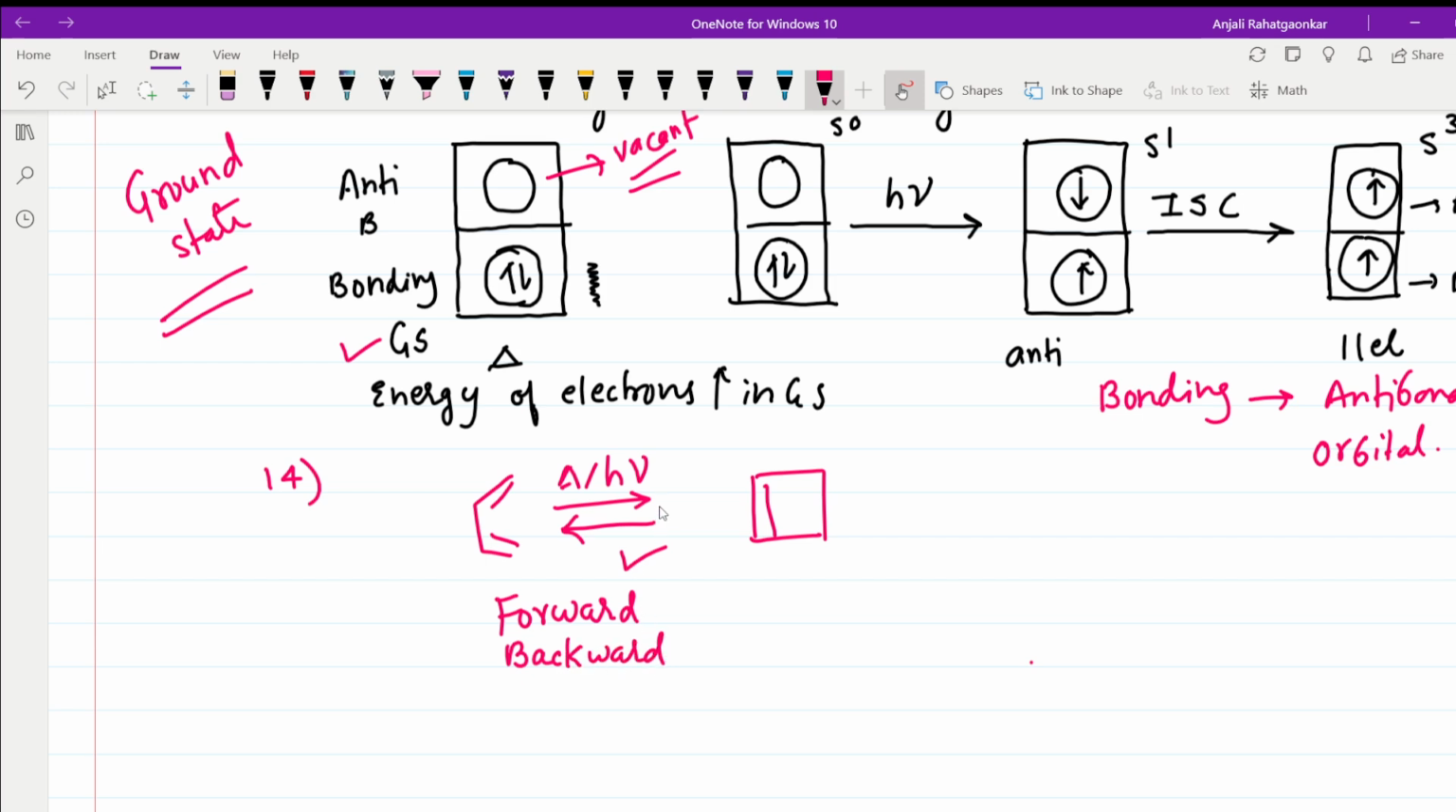So a pericyclic reaction can move in the forward direction, and a pericyclic reaction can move in the backward direction. This principle is known as the principle of microscopic reversibility.